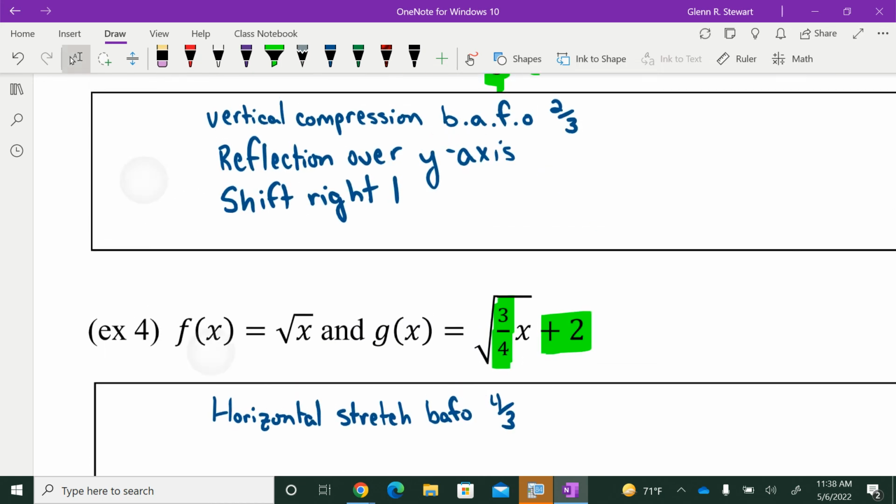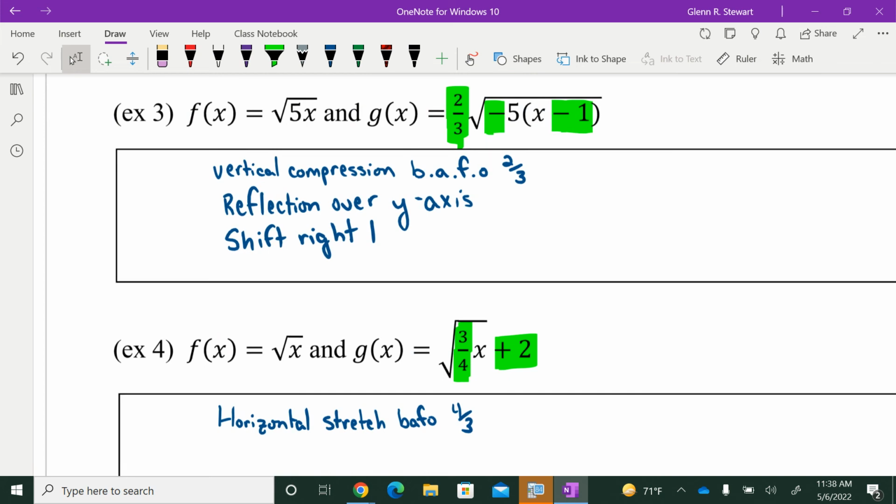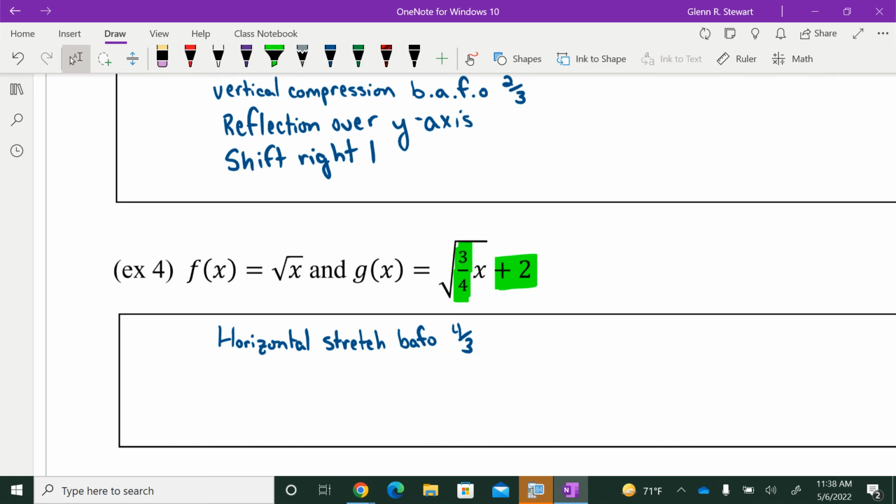But wait, Mr. Stewart, we just had this other one up here that had a 2/3, and you said it was a compression. When it's vertical, it's a compression. But when your number is in between 0 and 1, and it's on the inside, it's now called a stretch. And whatever your number is, you're going to have the reciprocal of it as your factor. That's the most confusing part of the horizontal, the multiplication part. So this is actually a horizontal stretch by a factor of 4/3. And then because that 2 is on the outside, it's a shift up 2.